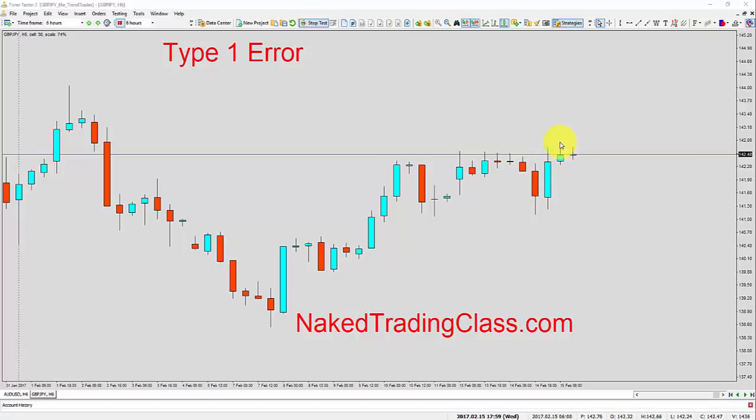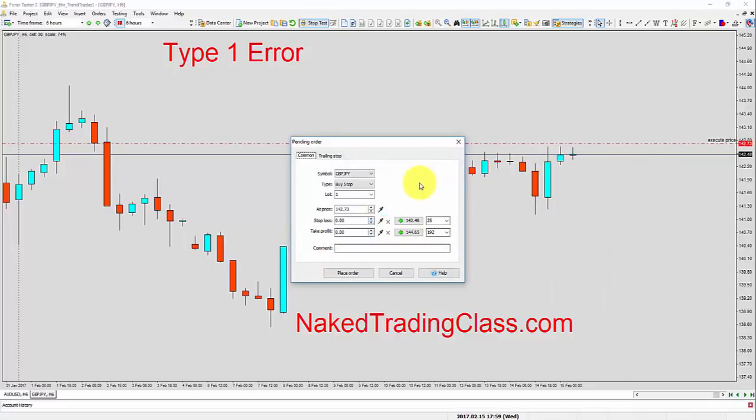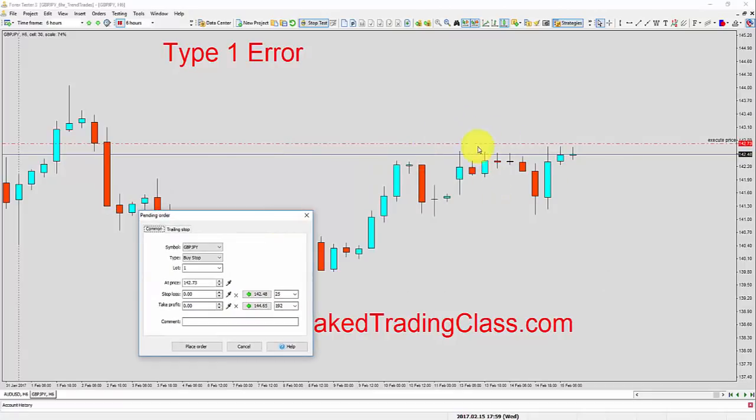But let's say I said, you know what, I'm really upset that this isn't an ideal setup. I'm going to take it anyway. So if I put my buy stop up here and I go, you know what, it looks really good. Like the market's kind of consolidated. It's pulled back here. Looks like it's going to explode upward.